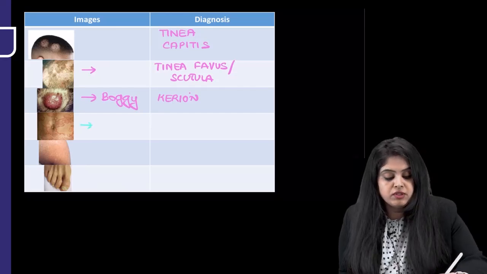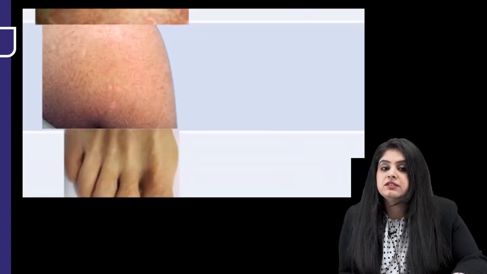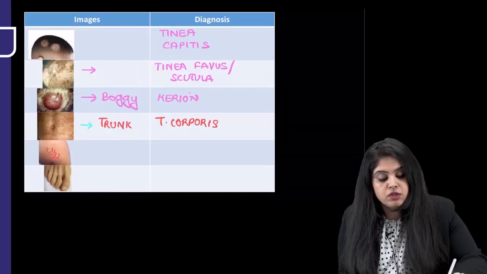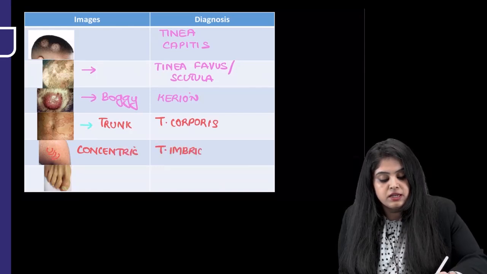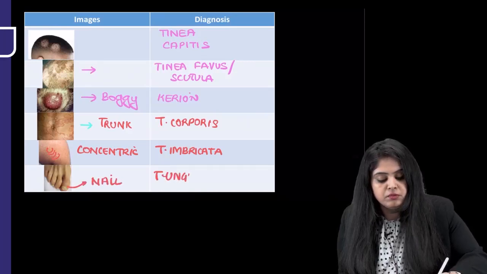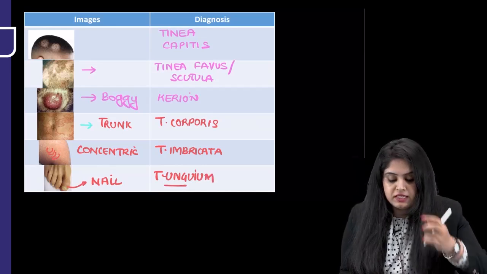Next, when we are dealing with the trunk, obviously we have tinea corporis. But if you zoom in and you see the lesion is becoming all concentric, as soon as I start using the word concentric, the disease that comes to my mind is going to be tinea imbricata. Next one, as soon as I see the nail involvement, it is going to be tinea unguium. So that is something that is important. Ungual means nail. Okay, these tineas are done.